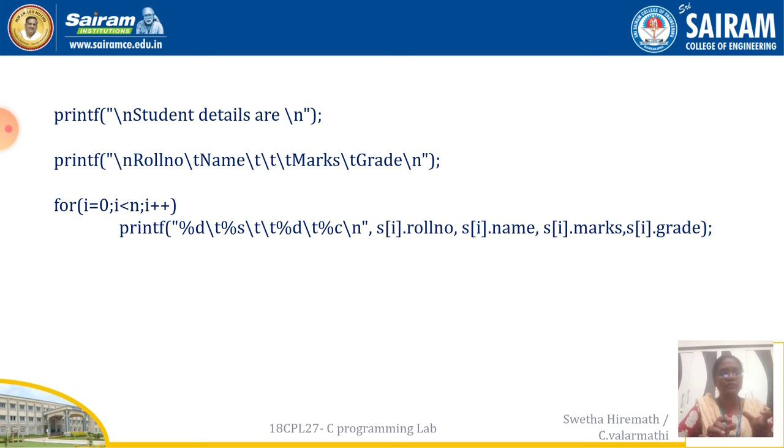In the printf we need to give one tab size for each data. Say for example, roll number and name should be separated by 1 tab. Then name and marks should be separated by 1 tab. Likewise I need to give one tab size for its output. So that's why \t is mentioned in the printf statement. So using the for loop statement this has been done.